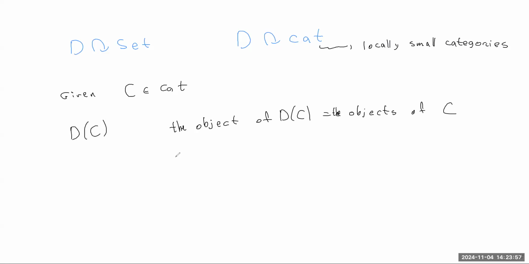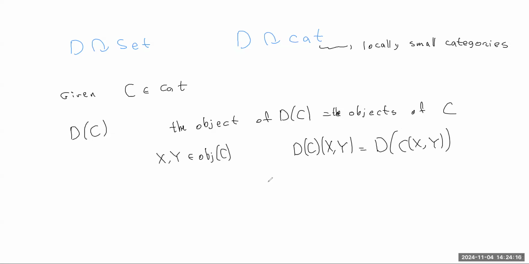But for every two objects in C, or in DC, the morphism between these two objects will be by applying D on C(X,Y). By applying this, one can ask what is the composition here, because this is how we can define the composition.